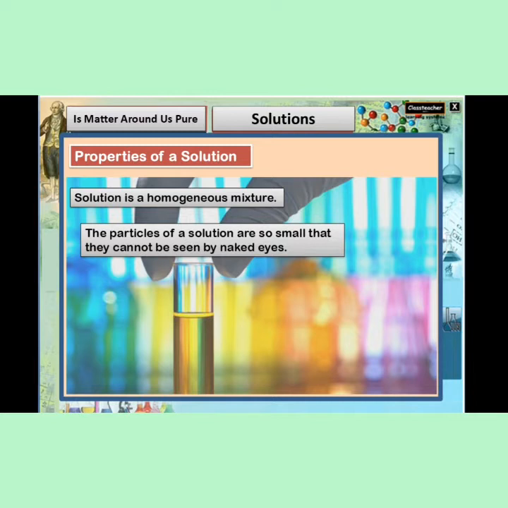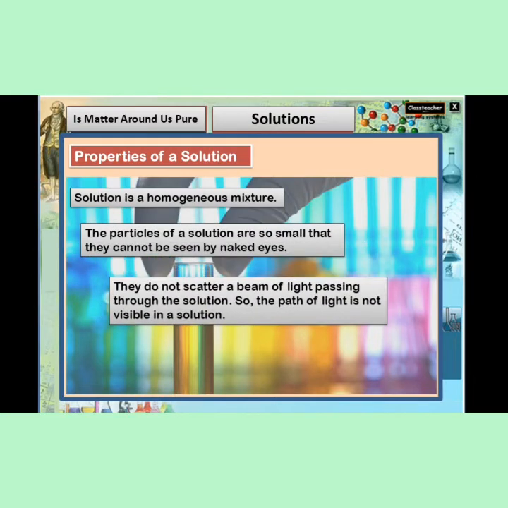You have studied already in the first chapter that whenever sugar solution is formed, the sugar particles go into the vacant space in between the water. So that's why they cannot be observed through naked eyes.